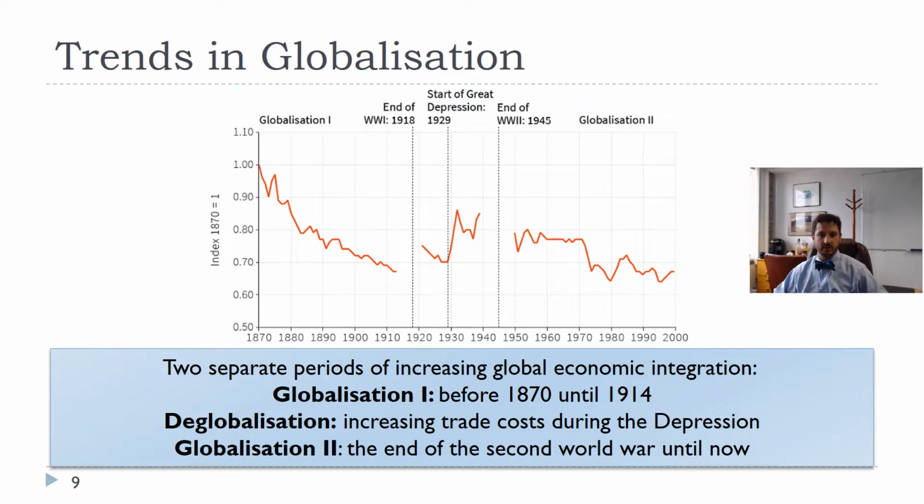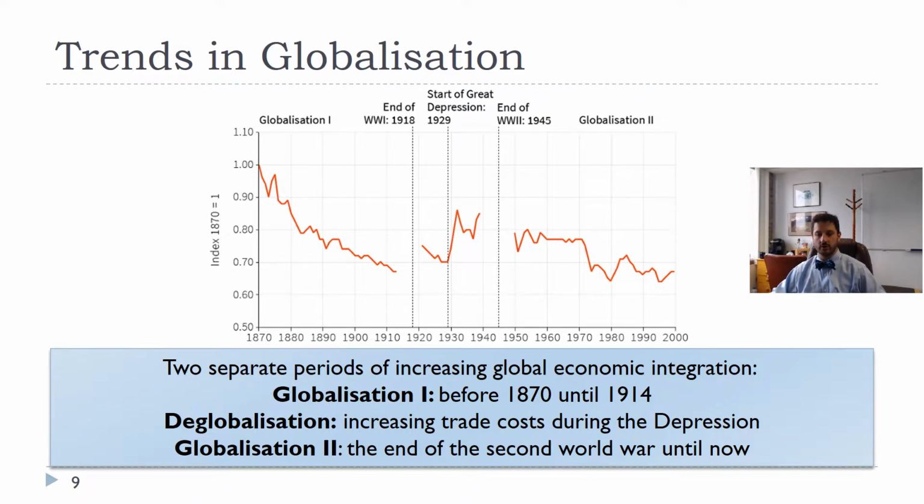And so the economy of the United States in 1920 was a lot more connected to the rest of the world than the economy of the United States in, say, 1950. Starting around 1950, we had what's called globalization two, a second phase of globalization, in which trade costs have decreased again, and are back to a level basically where they were before World War One, right?